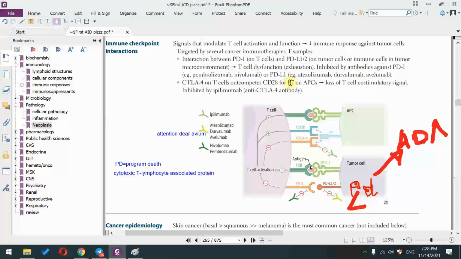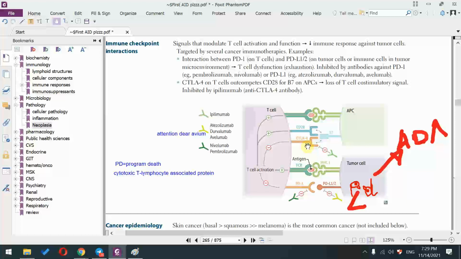So the CTLA4 on the T cells outcompetes the CD28 for the B7 on the APCs. What does that even mean? Take a look here, guys. See the CTLA4 and the CD28, both of them bind to the same ligand, which is the B7. So if you have more CD28 than CTLA4, is that a good thing or a bad thing?